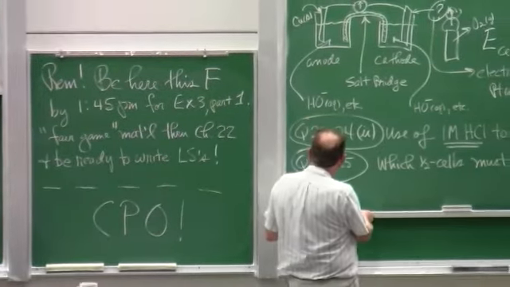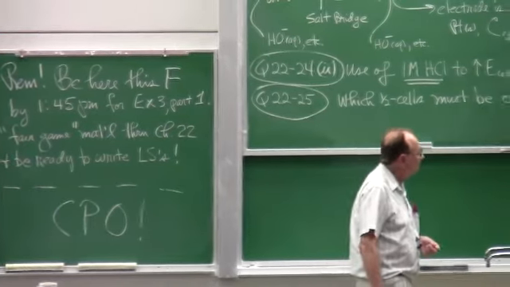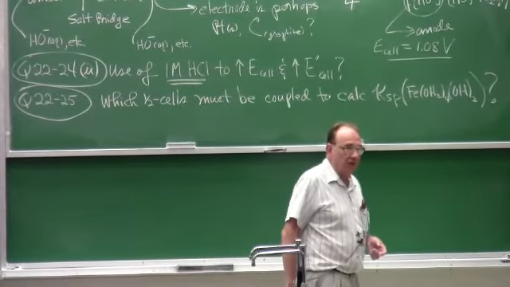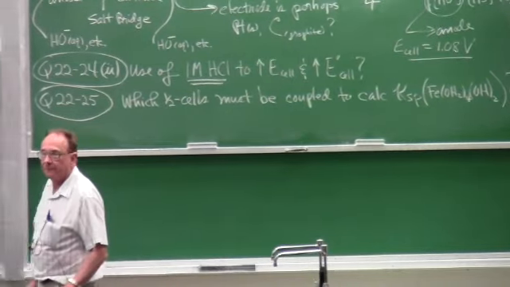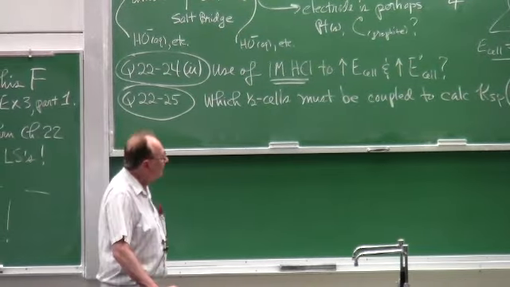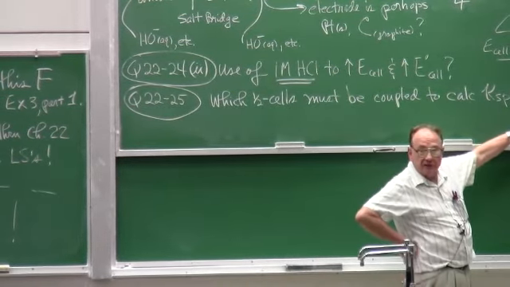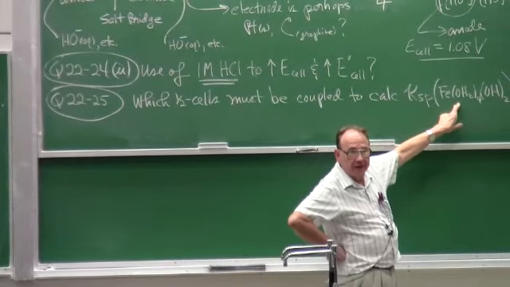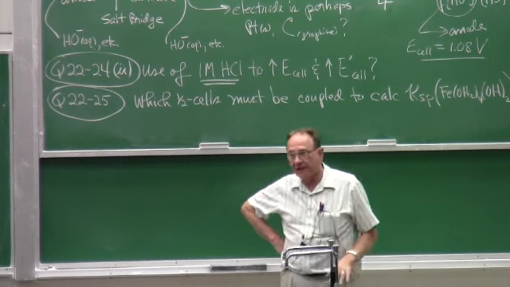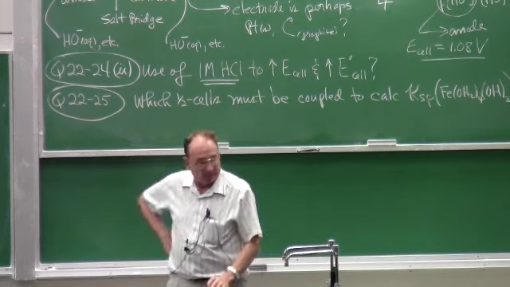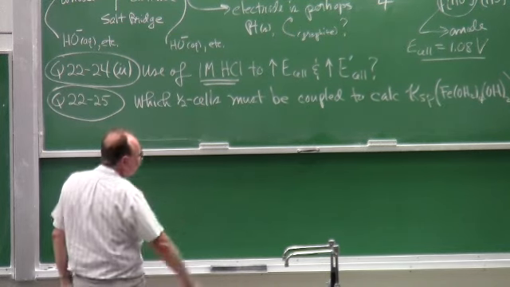Okay? Now, question 25. Look again at the half reaction table. I want you to tell me which half cells you have to couple. If your task is to calculate the solubility product constant for ferrous hydroxide, iron in the +2 oxidation state hydroxide, which half cells do you have to couple? I want the numbers and I'll write them down here.